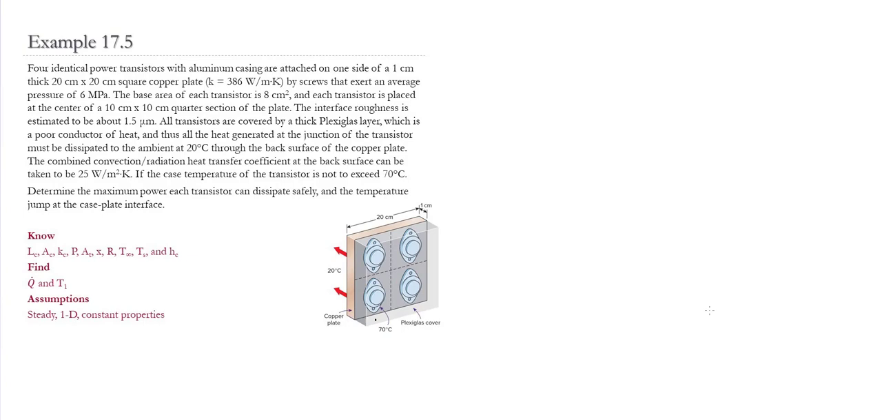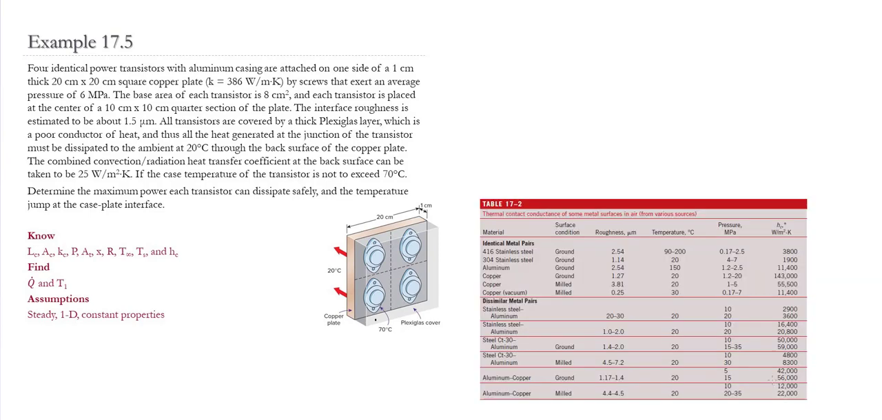In order to solve this problem, we're going to take it to be steady, one-dimensional, with constant properties, and as the problem mentions, all the heat is going to be dissipated through the back of the copper plate, and none of it is going to go through the plexiglass column. To solve this problem, we're going to use thermal resistances. So we're going to draw this transistor over here, made out of aluminum, and this is in contact with a layer of copper, and then we have air in the back.